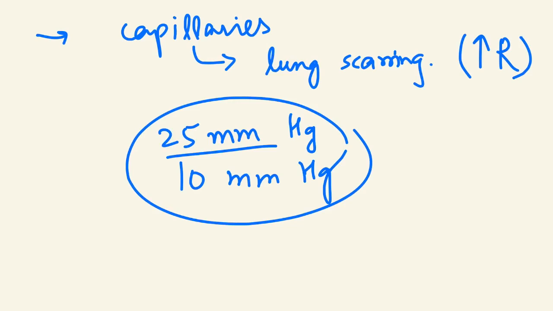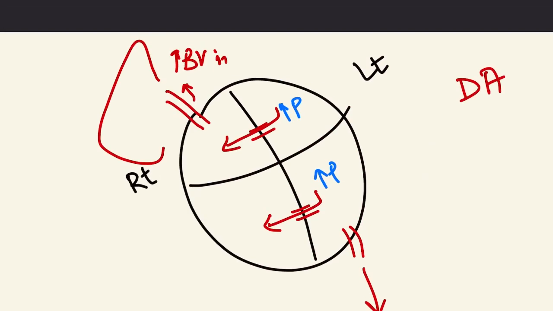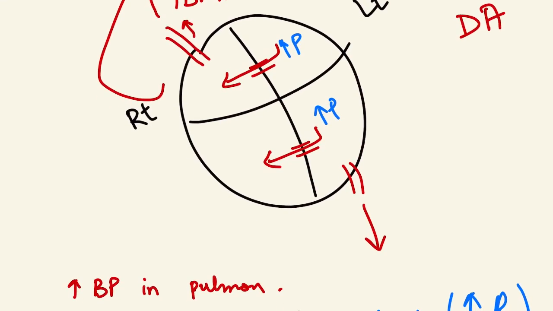So what will happen is that these increased pressures, which were previously in the left side of the heart, are now going to shift, and this previous shunt, which was from the left to right, is going to change into a right to left shunt. This is going to happen eventually.